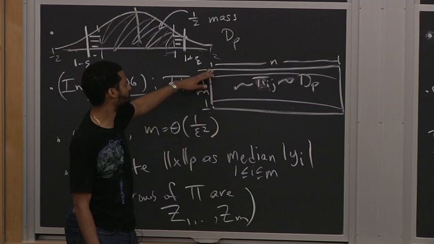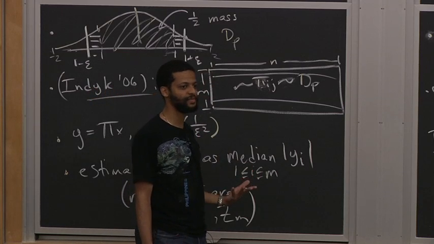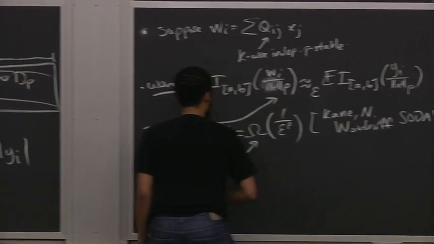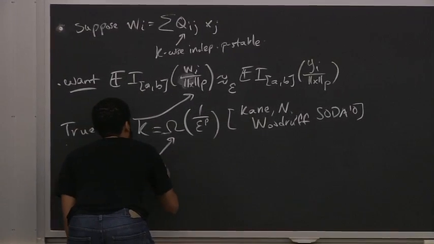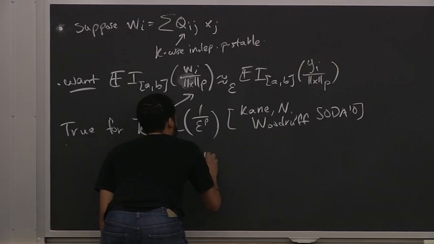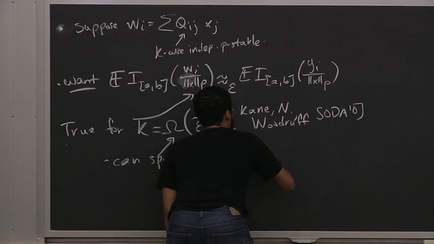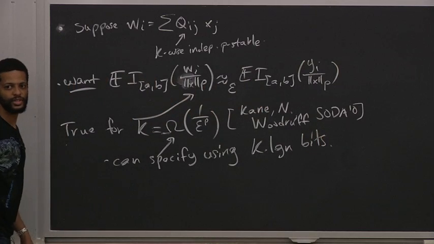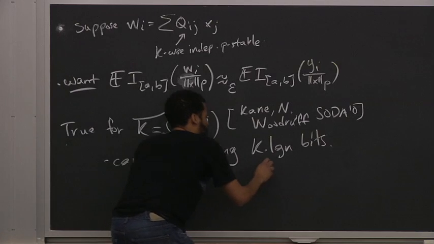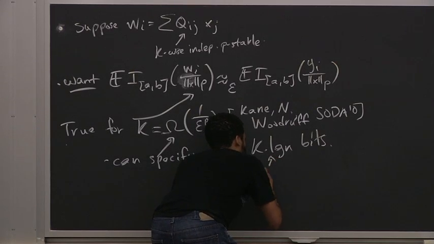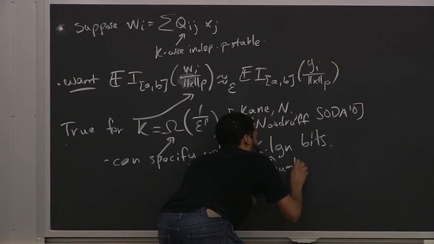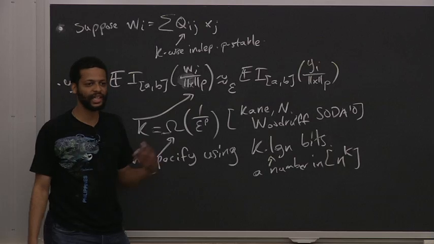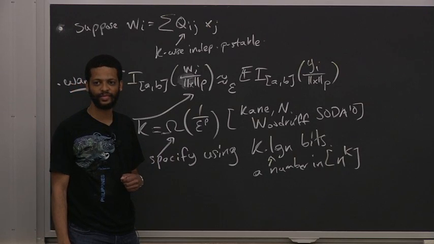But again, you only need the seeds across rows to be pairwise independent. Okay, so let me write this down. You can specify this using k times log n bits, right? So think of this as a number in n to the k. K log n bits you can think of as a number between 1 and n to the k, right?